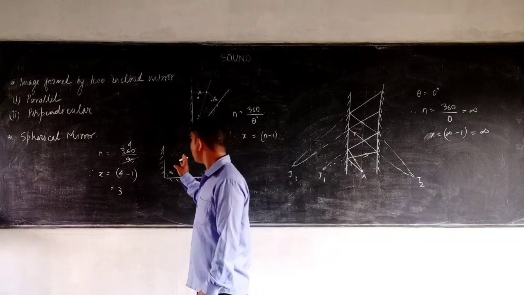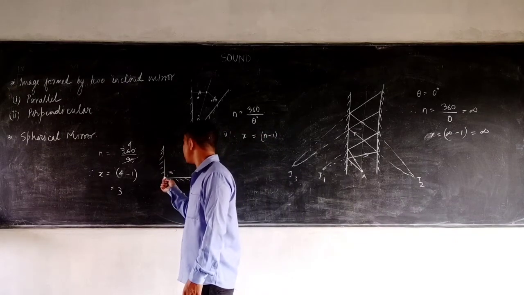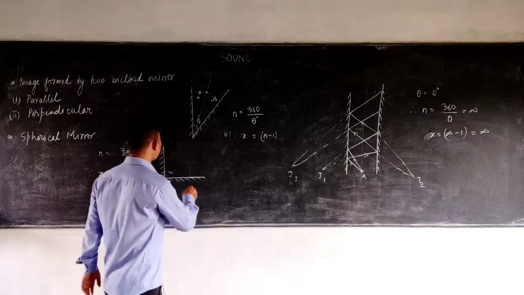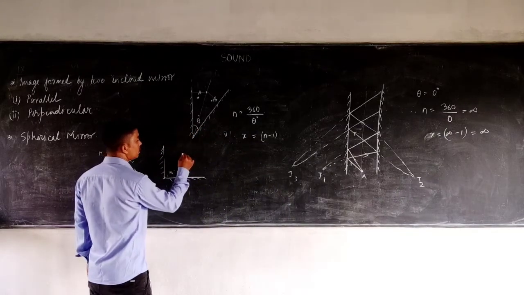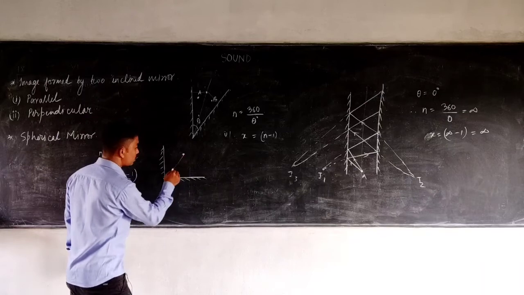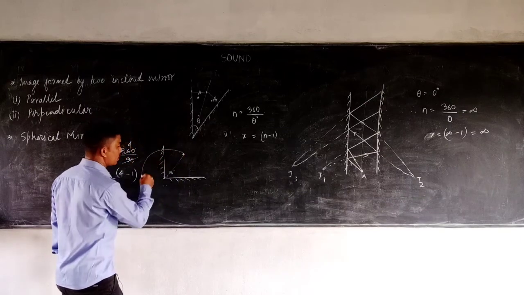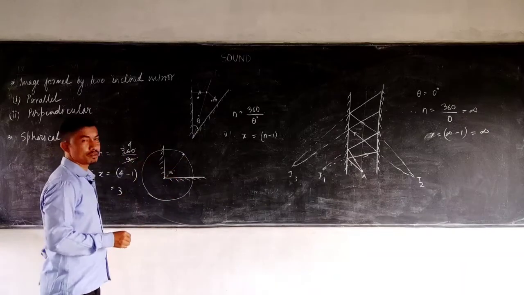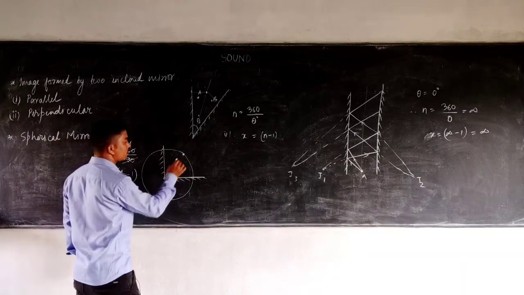Okay, the center of the circle will be the point of intersection of the two mirrors, and the radius will be the object distance. Suppose here it is O. Here is the object. So I draw one radius here and then I draw a circle. All the images will be formed on the circumference of a circle. So let us try to draw the diagram.